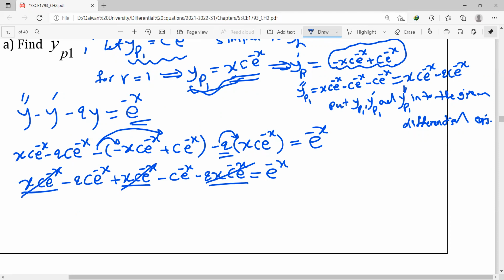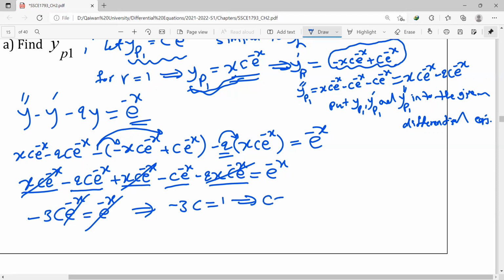Now we have minus 2ce^(-x) minus ce^(-x). It means we have minus 3ce^(-x) equals e to the power negative x. These two are cancelled out from both sides. We get minus 3c equals 1. That means c equals minus 1/3. This is the value of c.